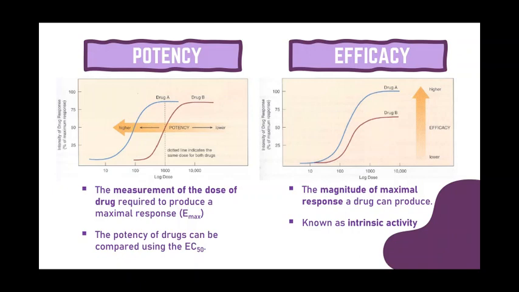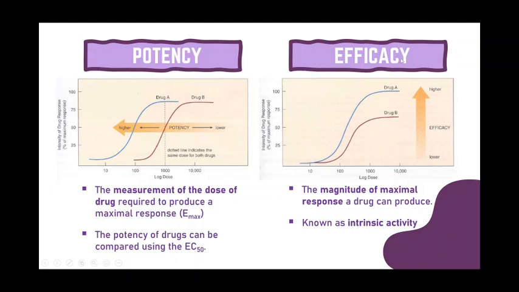From the log-graded dose response curve, you can measure the potency and efficacy of the drugs. Potency is the measurement of the dose of drug that is required to produce a response. The potency of drugs can be compared using the EC50. As you can see in the chart here, drug A has a lower concentration to produce the EC50 compared to drug B. It means that drug A is highly potent compared to drug B.